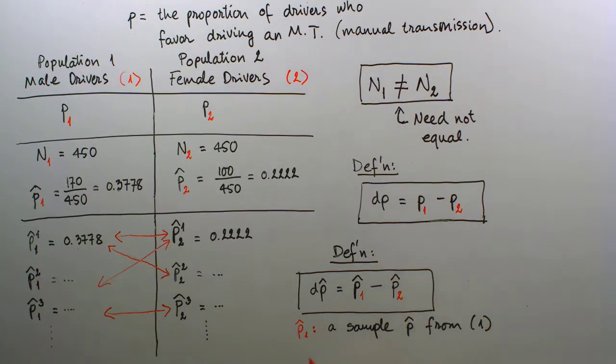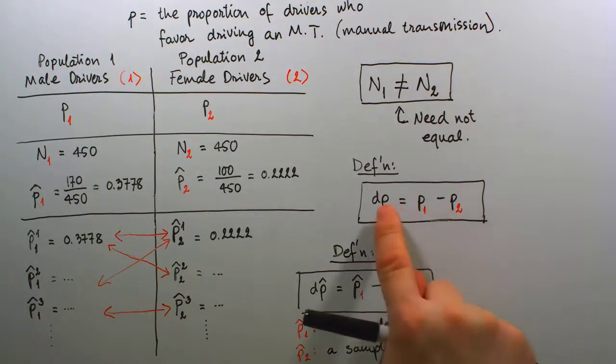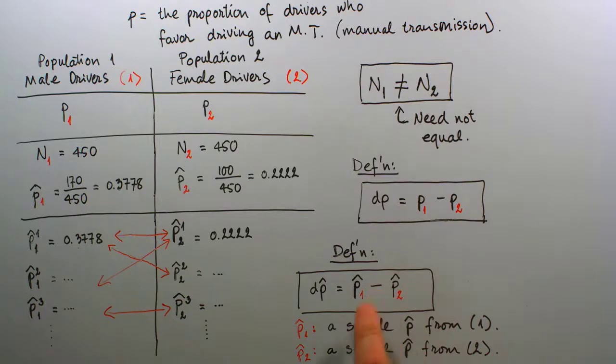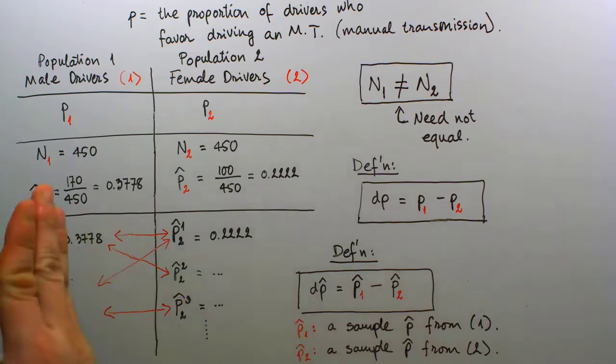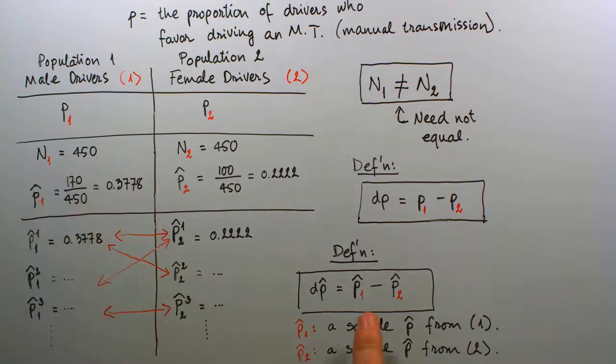Then in the same way, p hat 2 in this case represents a sample, or any sample, proportion, but from population 2. And again, this is very similar to how I defined the dp hat above. So the rule of thumb we can recognize now is that we always go with the value from population 1, whoever we call population 1. We want a value from population 1 minus the value from population 2.